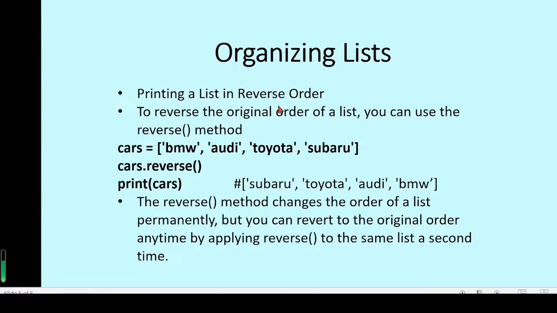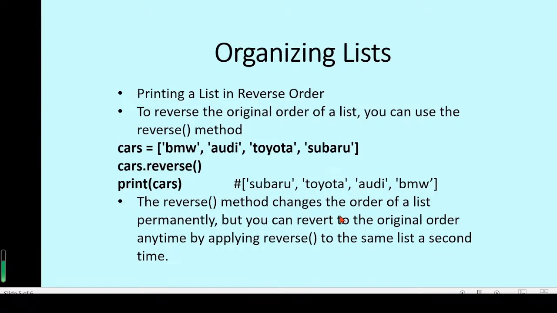So print a list in reverse order. Just to reverse the original order of a list, which may not be alphabetical order, you can use the reverse method. This is the original list. If we use cars.reverse() and print cars, then the order of the elements is reversed. The last one will be printed first.